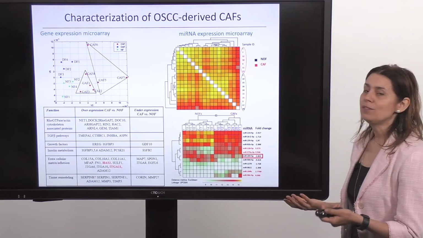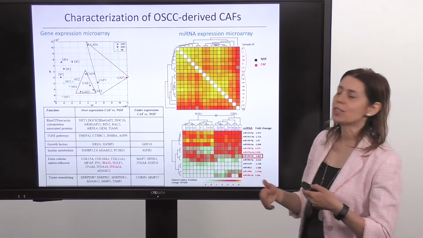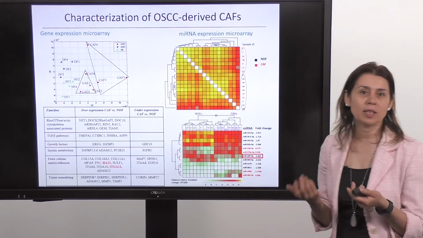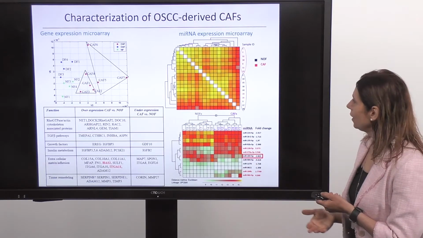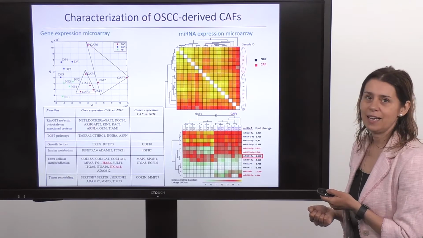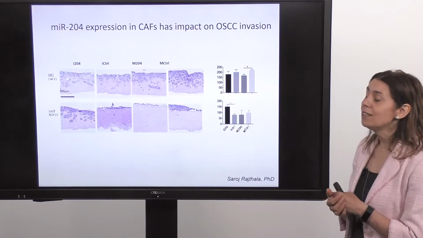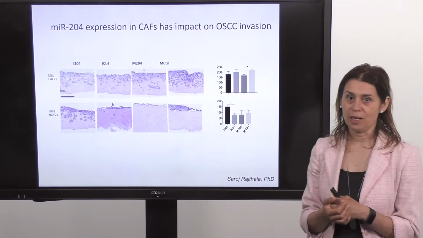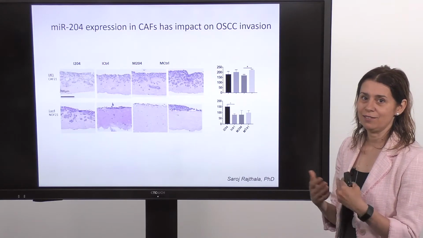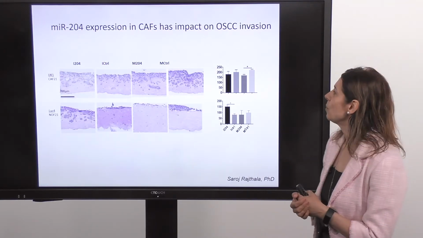While most of the studies looking at tumor stroma interactions look at the proteins, the proteomics, transcriptomics, there is now data coming that the microRNAs and their regulation in the fibroblasts in the tumor stroma seem to be important as well for the invasion and tumor progression in oral squamous cell carcinoma.